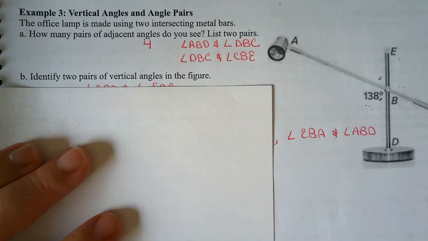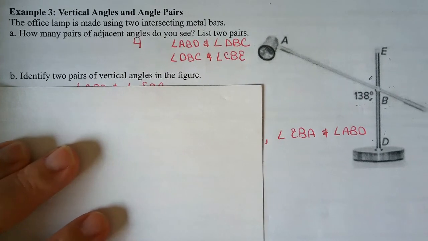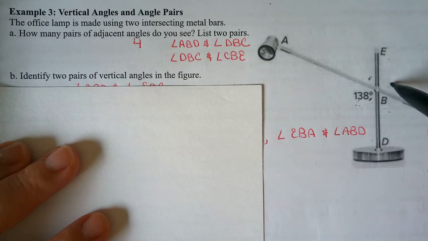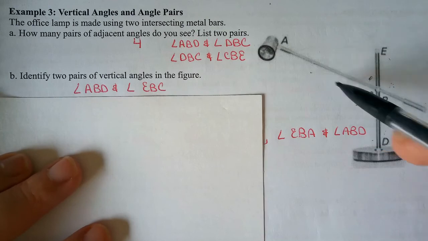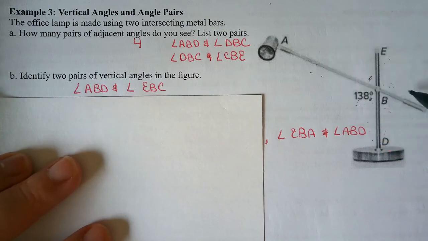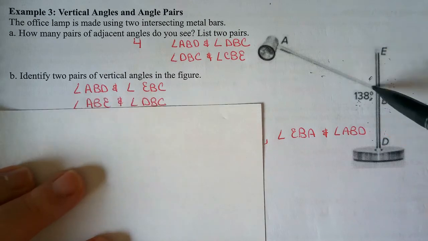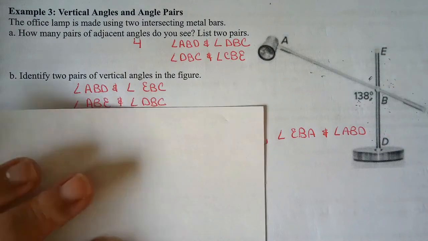Identify two pairs of vertical angles. So it would be these two angles and these two angles. Now be careful how you name them. You can't just say B because I won't know which angle you're saying. So ABD is the left, EBC is the right. So the left and right, and then top and bottom, ABE, DBC.